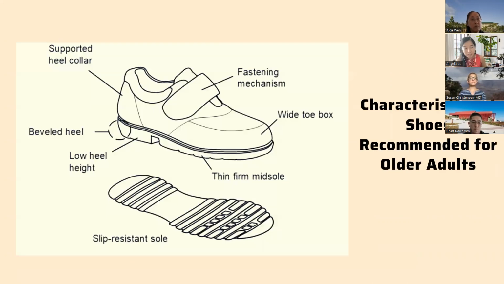And I just want to quickly go over the footwear that is ideal for fall prevention. You would like to have a wide toe box for balance, and then a thin, firm midsole as well for support. Ideally a low heel height, not something too high, as well as a beveled heel. You'd like a supported heel collar and a slip-resistant sole. And then for those who might have a hard time bending over or tying their shoes, an easier fastening mechanism would be good as well.